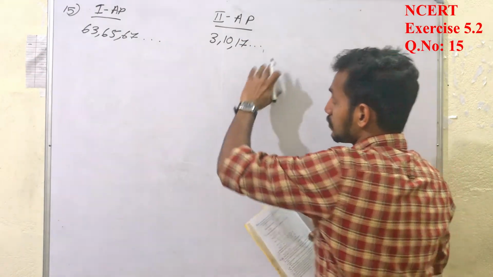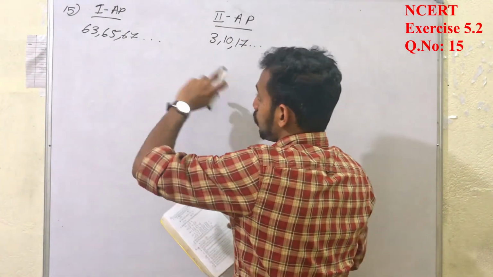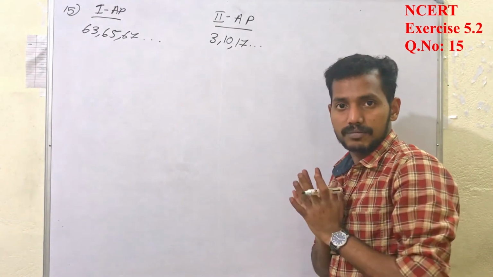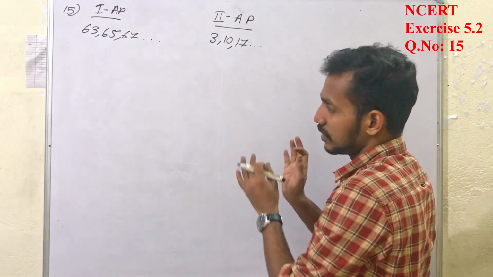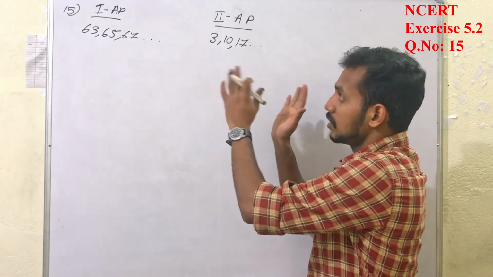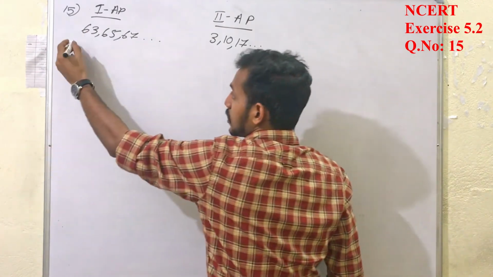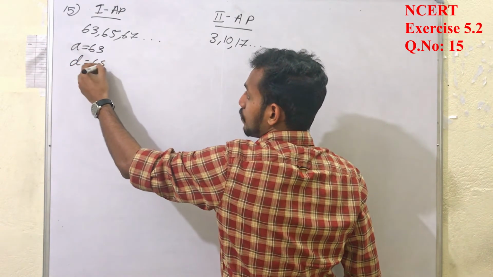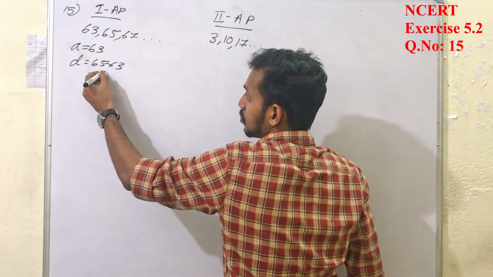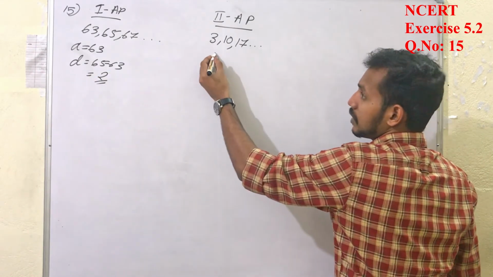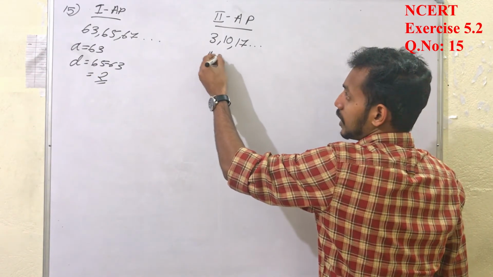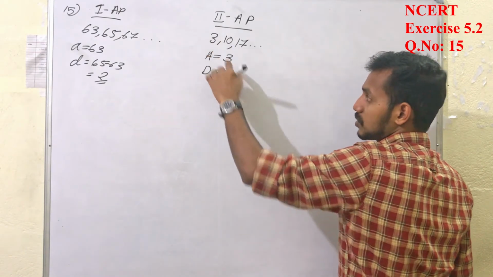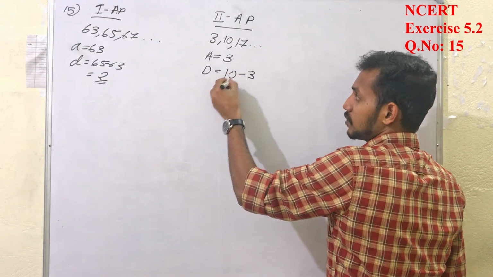So in this case, for what value of n, or which term of these two APs, will be equal? That is what we have to find. Here the first term of this AP is 63 and the common difference is 65 minus 63, which is equal to 2. For the second AP, the first term will be capital A, we can give that to avoid confusion, A equal to 3, and capital D we can give as the common difference of the second AP. So that will be 10 minus 3, which is equal to 7.